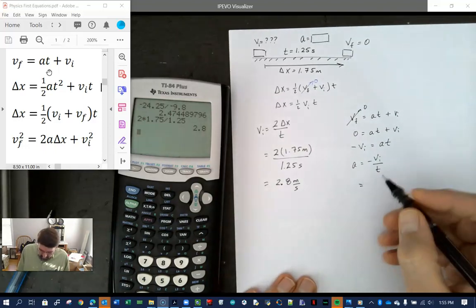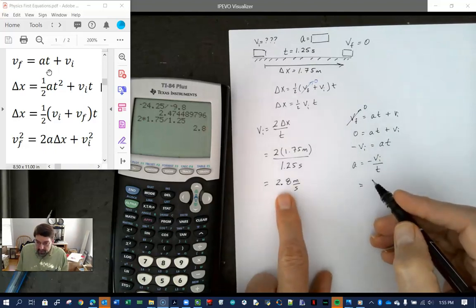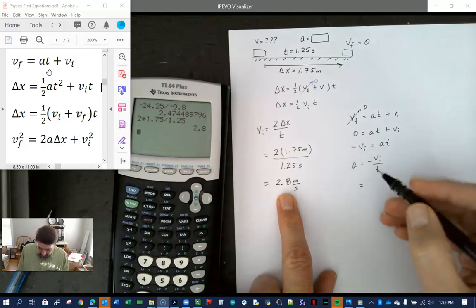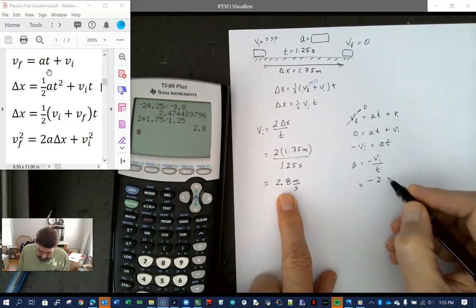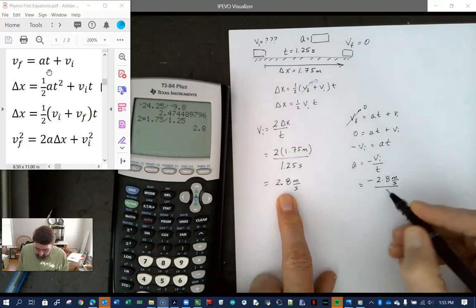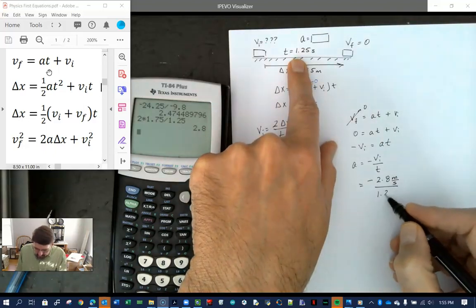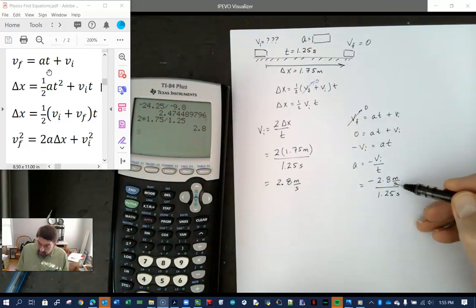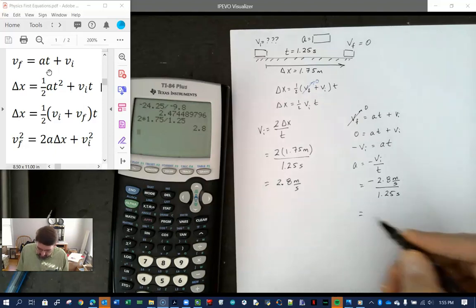Okay, we plug in our numbers. We hope we get this right? If we miss this, we're going to miss the acceleration, so we have to be careful. Physics is hard. And then our time is 1.25 seconds. Did the units work out? Meters divided by seconds squared is a meter per second squared. So yes, it works out.